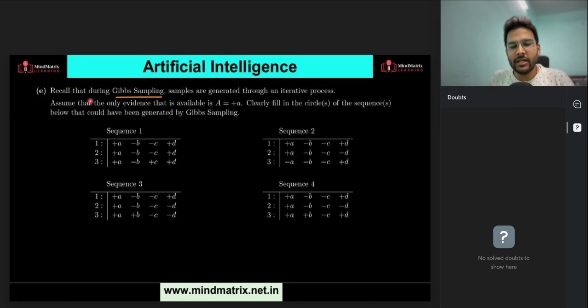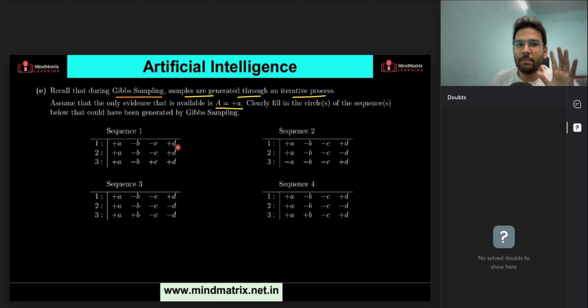Now let's see a question based on Gibbs sampling, and this is also a very easy question. I want you to try first. Recall that during Gibbs sampling, samples are generated through an iterative process. One by one, we select the non-evidence variable and we resample on it. Assume that the only evidence available is plus A. This is the evidence that is available.